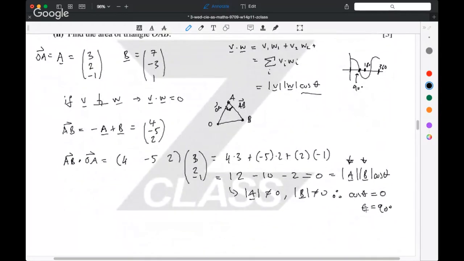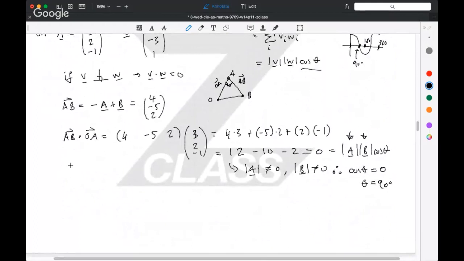And happily, it's really easy because there's a right angle between them. So I'm going to redraw this in a more familiar way. This is A, that's B, and that's O. Well, we want the base and the height to find the area of a triangle. What is the base? It's just the length of this vector OA. And what is this height? It's just the length of the vector AB.